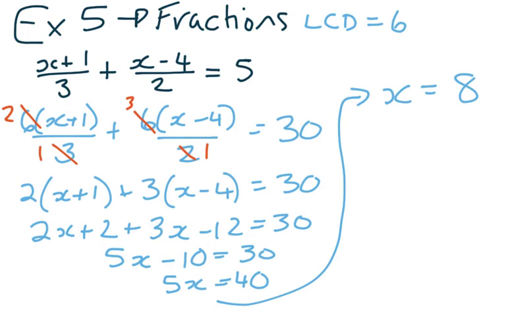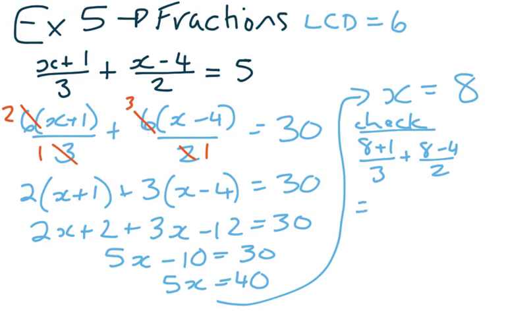Okay, and we can actually check that. So if we put the 8 back in, we've got 8 plus 1 is 9. So let's write this down. We've got this as a check. Okay, 8 plus 1 over 3 plus 8 take 4 over 2. We need to see if that equals 5.